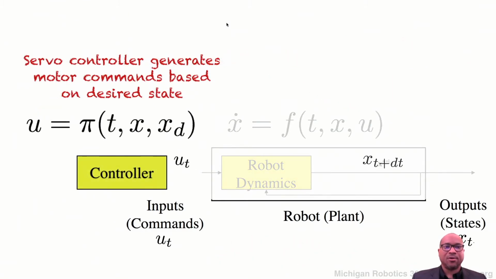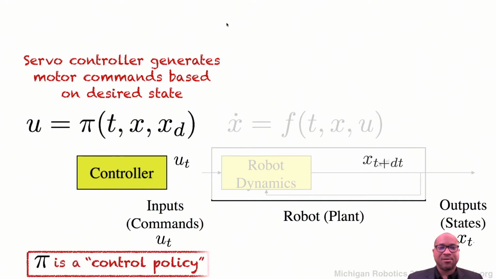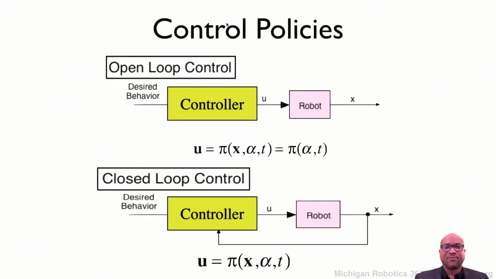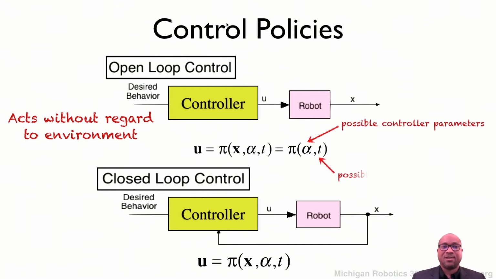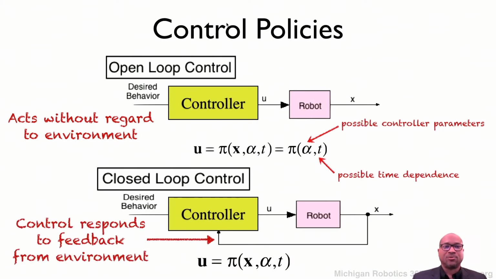Given that plant, the servo controller's job is to take in the current state and the desired state, and then output appropriate control commands based off of what is called a control policy. The pi here is what's called a control policy. Whenever you see that as a function, that's usually what it represents. We have two different types of control policies that we could think about. One is your open loop controller, where you have a controller that has a desired behavior and then produces control commands that are sent to the robot without any feedback back to the system.